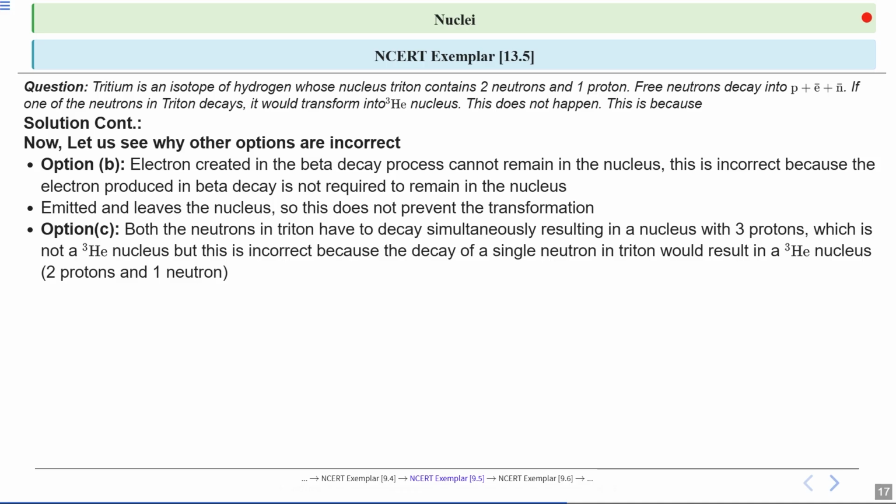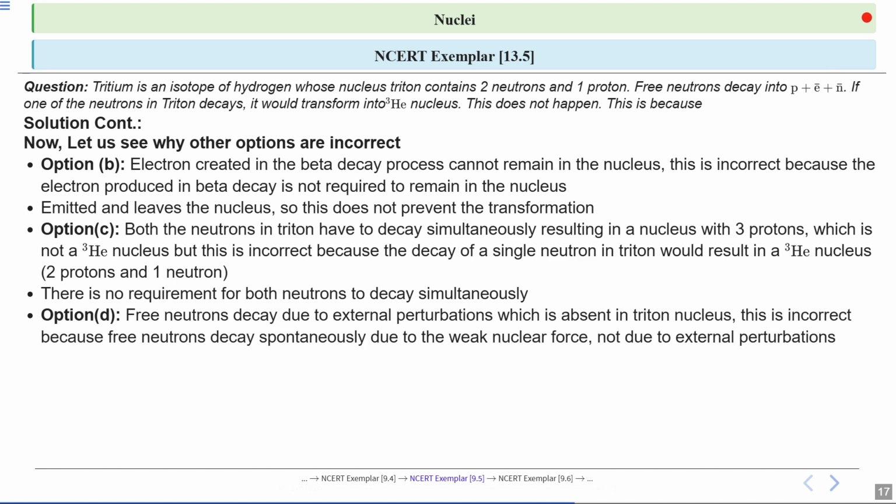Option C states that both the neutrons in triton have to decay simultaneously, resulting in a nucleus with 3 protons, which is not a helium-3 nucleus. This is incorrect because the decay of a single neutron in triton would result in helium-3 nucleus. The decay of 1 neutron is enough to form helium-3, so both neutrons don't need to decay.